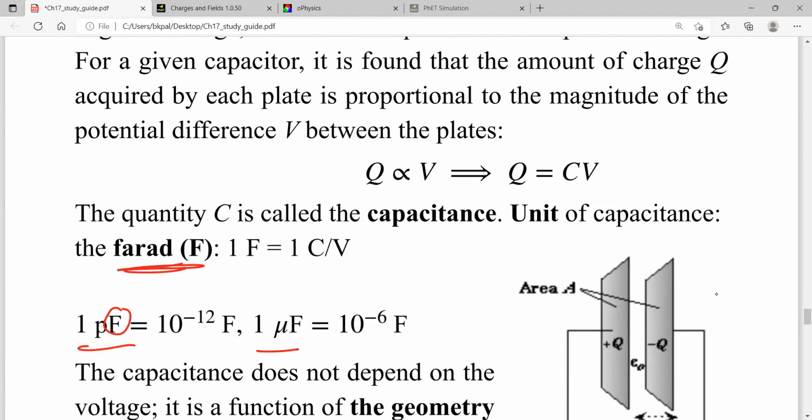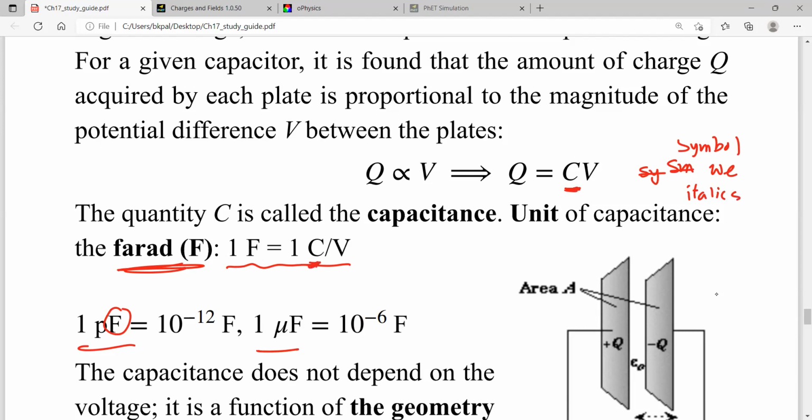Now you see that in this equation we have capacitance, and also in this equation we have a C, and this C is different from this C. To differentiate them, for the symbol of capacitance we use italics, and for the unit we use just normal.